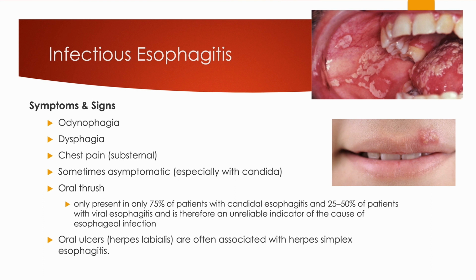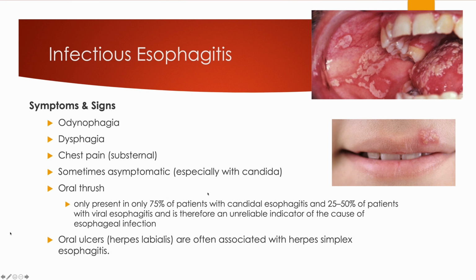Specifically with Candida, we also tend to see oral thrush, and there's a nice picture of that here. Oral thrush is this kind of carpet or blanket of white material that forms on the inside of the buccal mucosa and the tongue. If you try to scratch this off with, let's say, a tongue depressor, you'll get bleeding. It'll scrape off, but you'll get a little bit of bleeding beneath it. And oral thrush is present in about 75% of patients with candidal esophagitis.